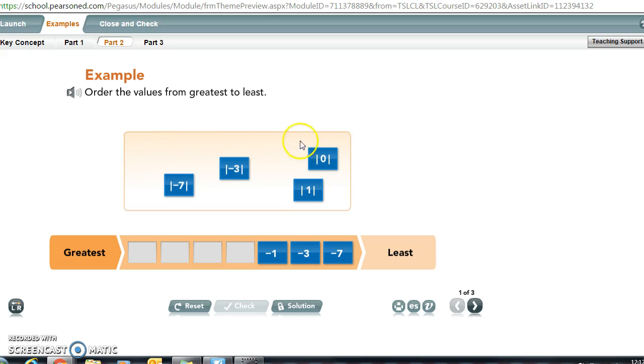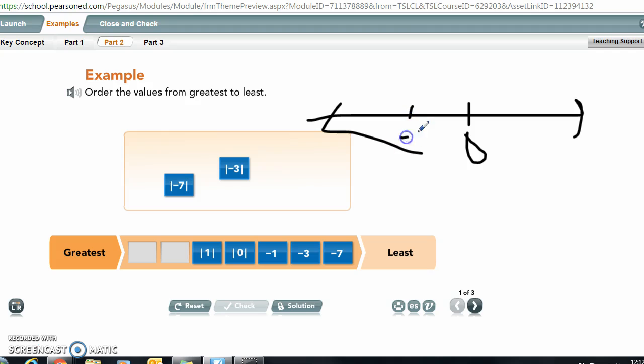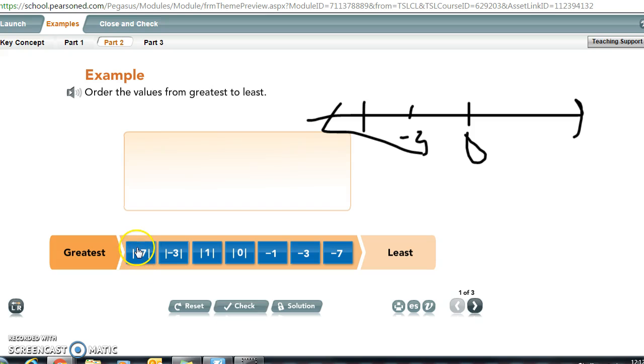Now, I'm going to go ahead and look at these. So the absolute value of 0 will be 0. The absolute value of 1, well, 1 is 1 unit away from 0 on the number line. The absolute value of -3, well, if I draw out my number line, sorry, it's a bad number line, and if this is 0 and this is -3, -3 is going to be 3 units away from 0 on the number line, so +3. And -7 would be somewhere over here, but it is 7 units away from 0 on the number line, so that would actually be +7.